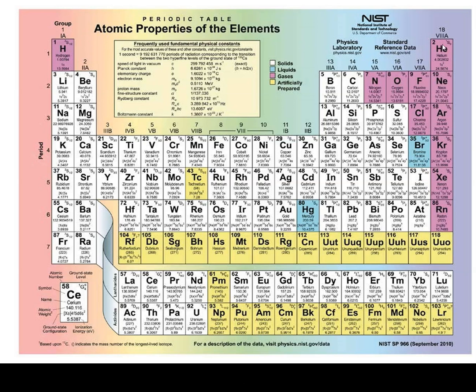So over here, here's helium. We looked at helium just a few minutes ago. And helium, its atomic number is 2. Its atomic mass is 4. Its symbol is capital H, little e, and its name is helium.